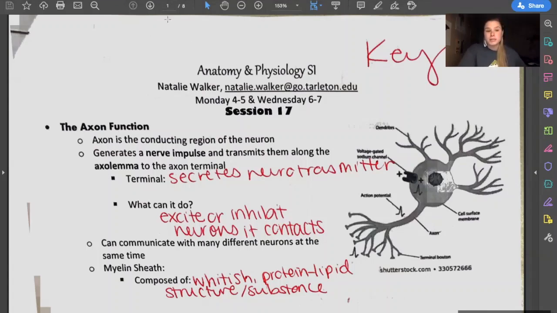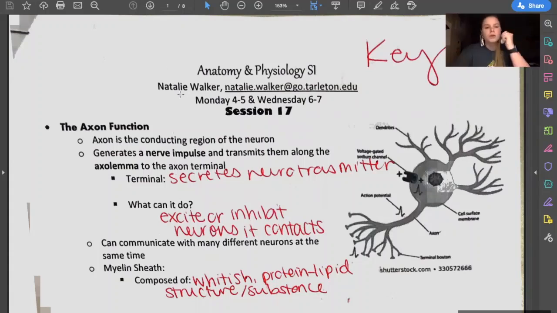Okay, session 17. So this is all about axon functions and different kinds of neurons and how they fire, more of the physiology of it. I feel like the last couple sessions we did were about the names and the structures, and this will be more physiology heavy.